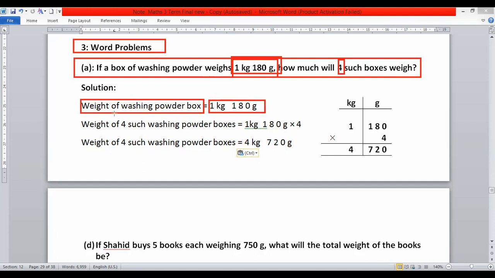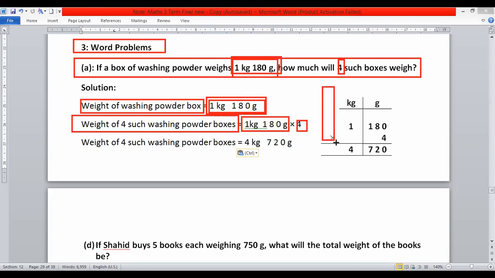So if you want to find the weight of four such powder boxes, you have to write the statement as weight of four such powder boxes is equal to 4 multiplied by the weight of one box. The weight of one box is 1 kg 180 gram multiplied by 4. Students, it is better for you to write kilogram and gram in vertical form here, multiply and then write the answer here.